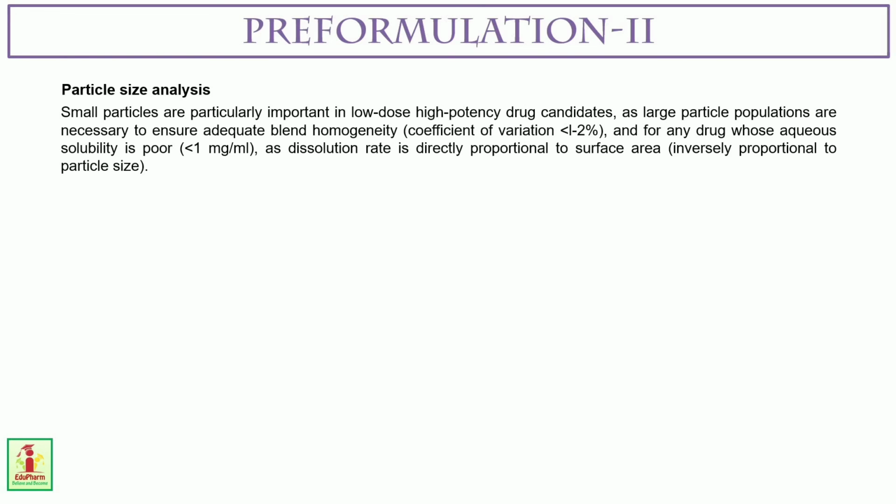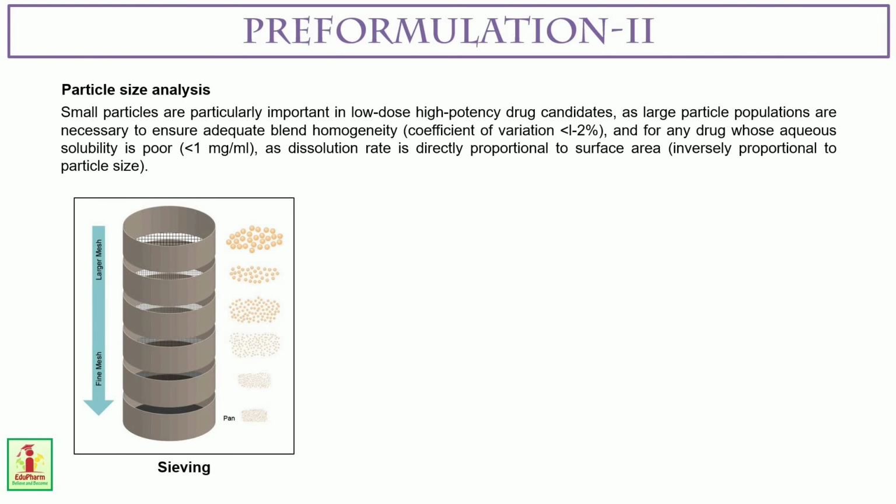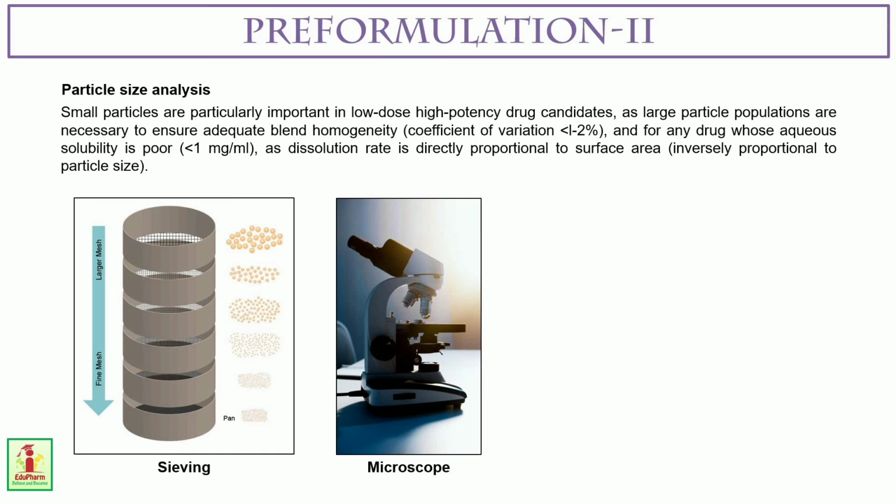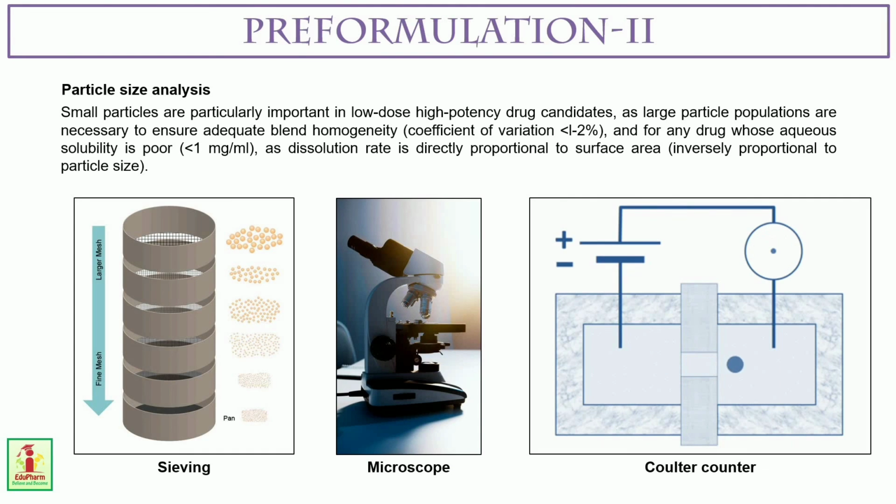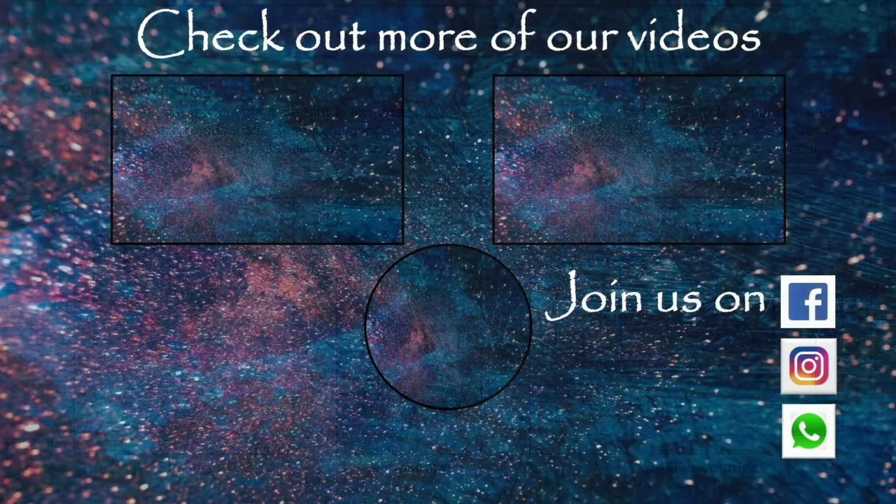Now particle size analysis. Small particles are particularly important in low-dose, high-potency drug candidates, as large particle populations are necessary to ensure adequate blend homogeneity, and for many drugs whose aqueous solubility is poor. As dissolution rate is directly proportional to the surface area, there are numerous methods for particle sizing. The first one is sieving, the second one is the microscope counting technique, and the third and final one is the Coulter counter method. That's all for today.